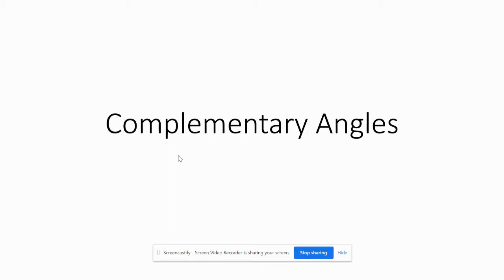So this standard is on complementary, supplementary, vertical, and I think that may be it, but I'll go over it, of course, throughout the week. Tomorrow we'll be going over supplementary angles.